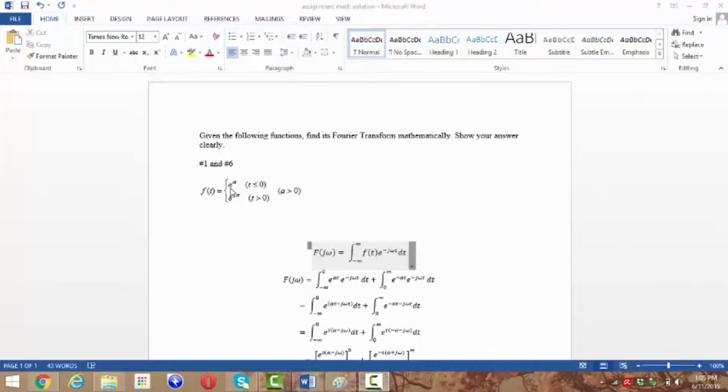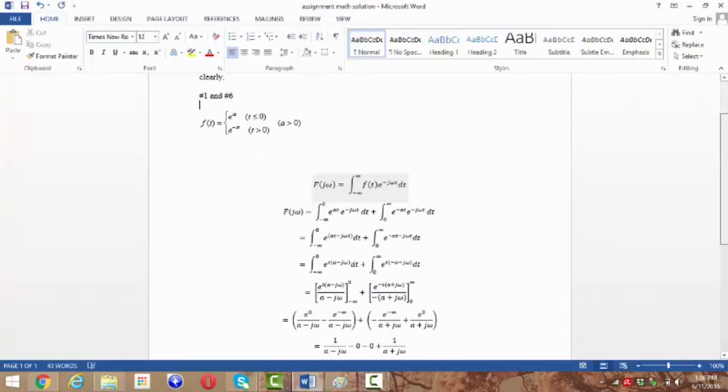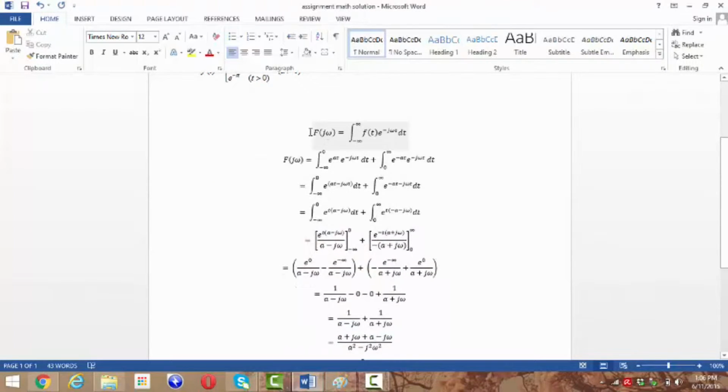f(t) equals exponential at for the range t less than or equal to 0, and for the range of t more than 0, exponential of minus at, where a is more than 0. For this equation, the property of F(j omega) is equal to the integral from minus infinity to infinity of f(t) exponential minus j omega t dt.